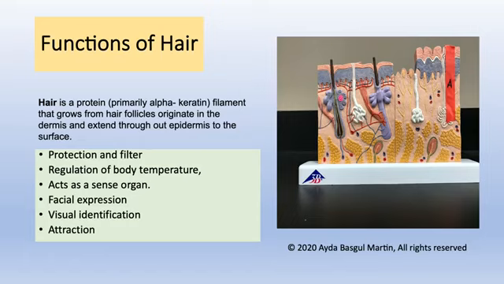Hair is a protein, primarily alpha-keratin filament. It originates from the hair follicles and the stem cells right above the hair papillae called hair matrix. It originates in the deeper layer of the skin called dermis and extends through the epidermis to above the skin.